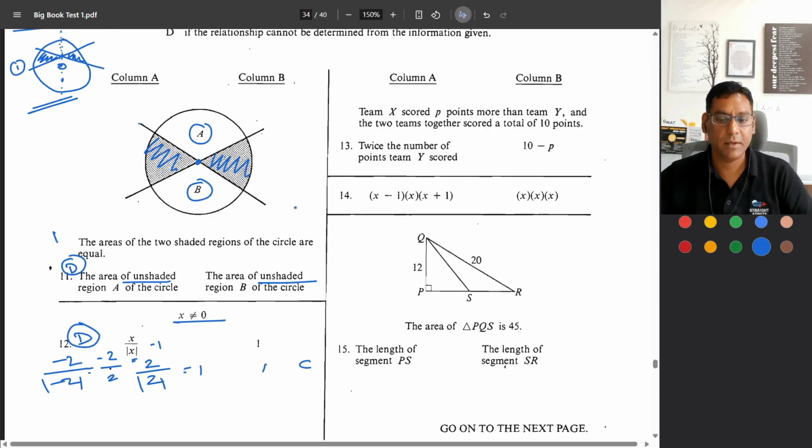Okay, let's look at question 13. Team X scored P points more than Team Y, and the two teams together scored a total of 10 points. Okay, so let's say this is what X scored.